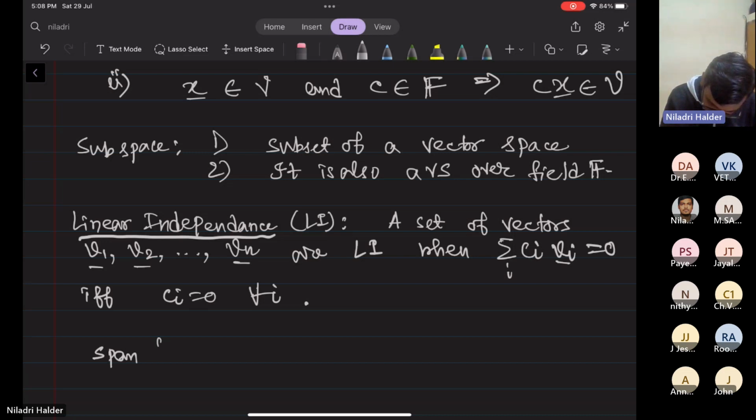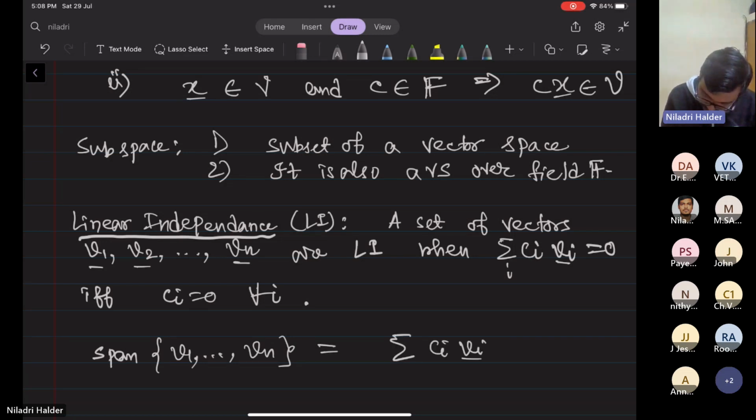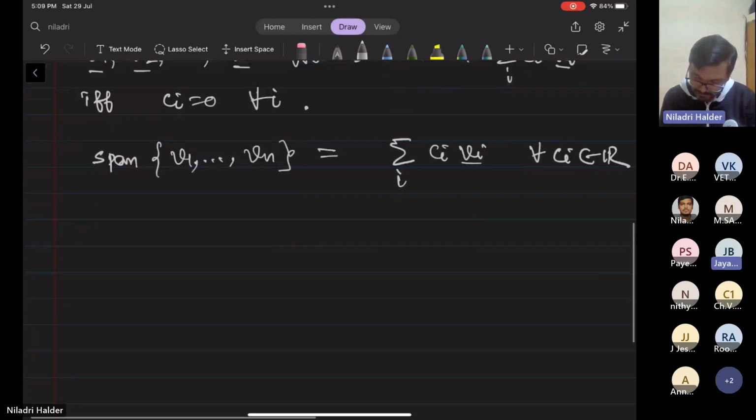Then what is the span of a set of vectors v1 to vn? It is the set of all summations of ci vi, for all ci belonging to the reals, and it is a span of a vector space.